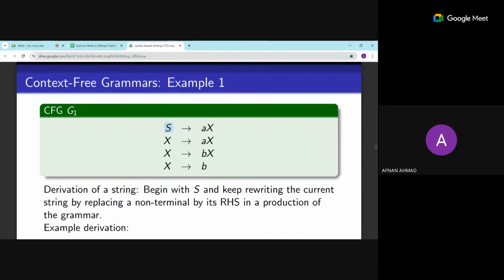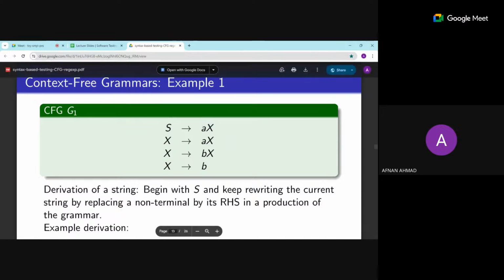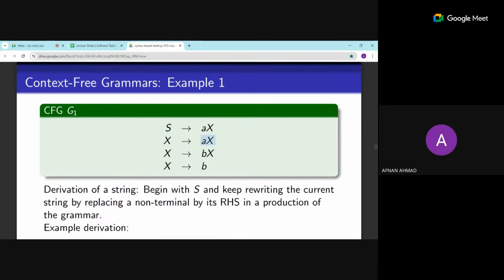So a remains, because a is a literal, right? It is there. It will not change. Whatever is a variable, only that you can change. So you have X. From X there are three other possibilities, right? You can again go to aX. So what will happen? You get aaX, right? Because you replace X with the next one, whatever it is.